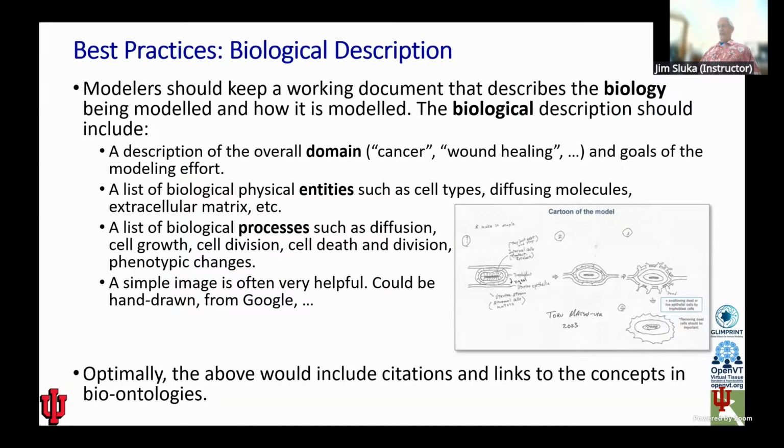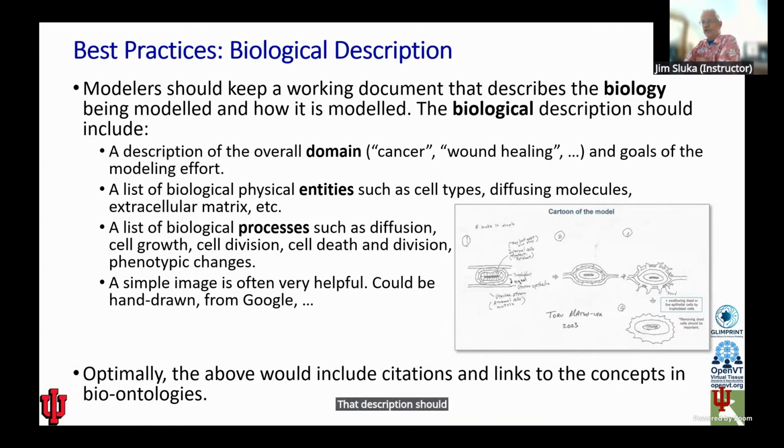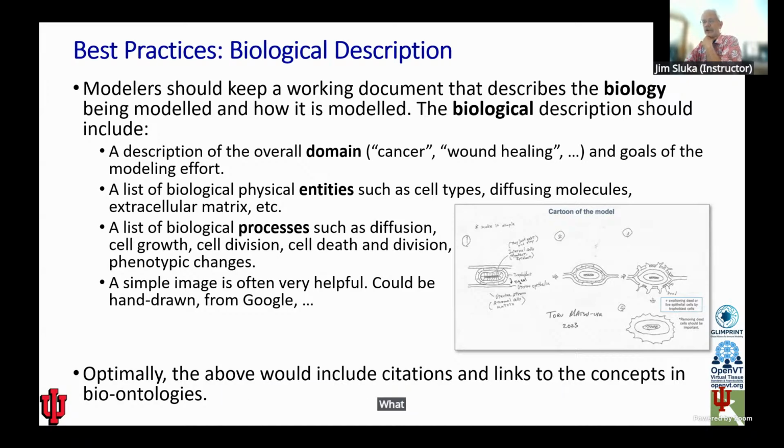Now a little bit of a change, and now talking more about the biology. You should keep a working document that describes the biology that you're trying to model. That description should start off with what's the overall domain? Are you working on a cancer model? Are you working on a vasculogenesis model? What exactly is this model targeting in biological terms?